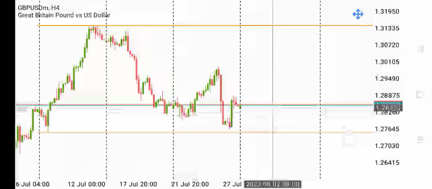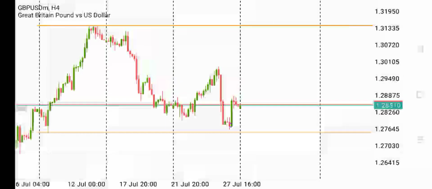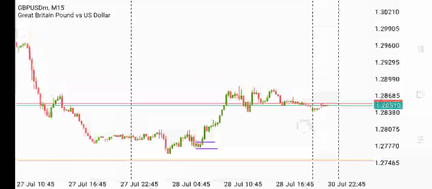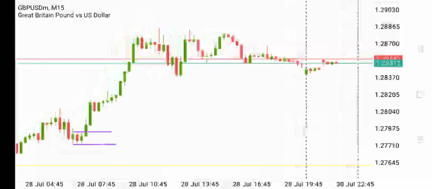But if we want to pick our trades, the best thing for us to do is to drop to the 15 minutes time frame. Yes, we drop to the 15 minutes time frame. If we drop to the 15 minutes time frame, there we can take our entries.